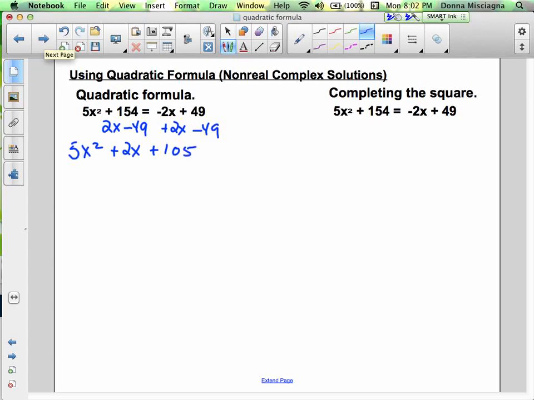Right? Yes. Just double checking there. Equals 0. Well, if I get the same answer in completing the square, I'll feel really confident that I didn't make a silly little addition error there.